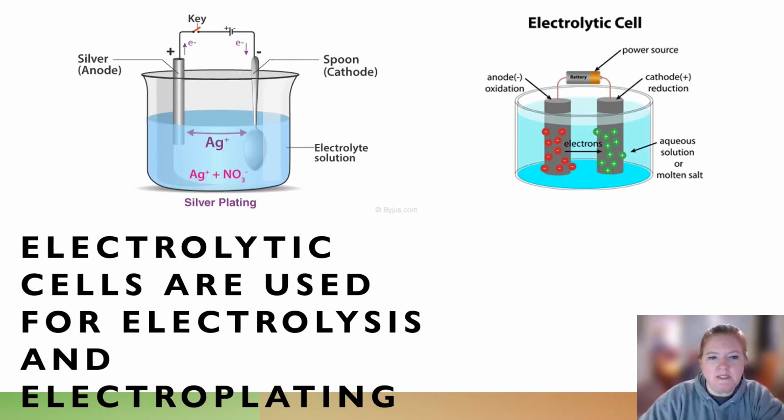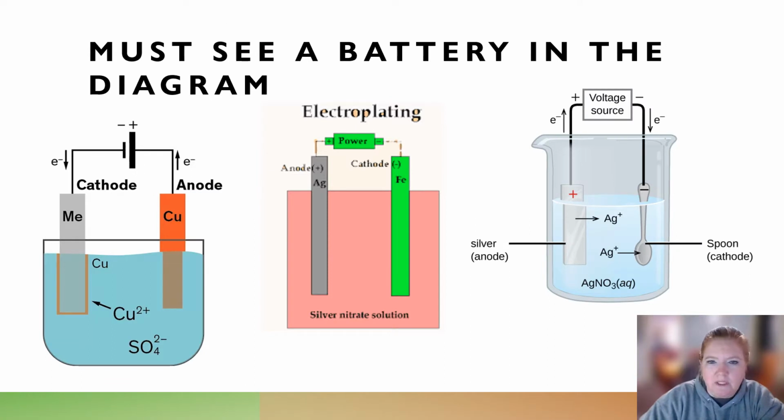So electrolytic cells are used for electrolysis and for electroplating. You absolutely must see a battery in the diagram. This is the most common way to see a battery in the drawing, is to see this short line followed by a long line. You might see an actual battery. It might say voltage, and you should know that volts come from batteries, okay?